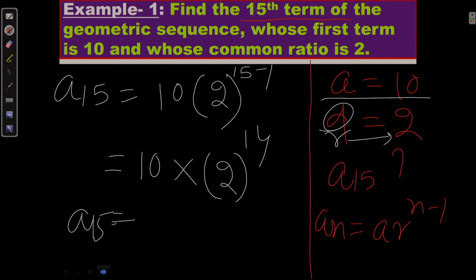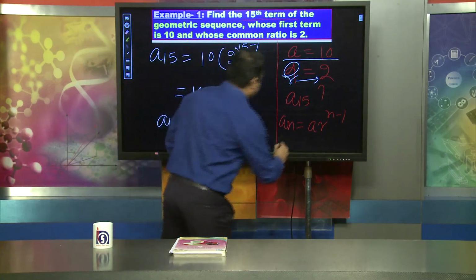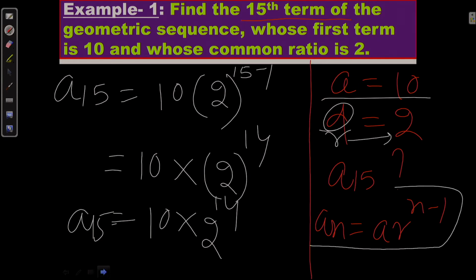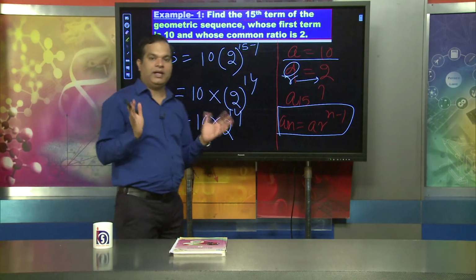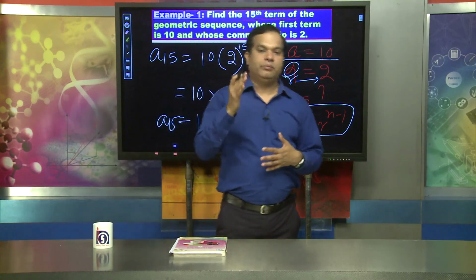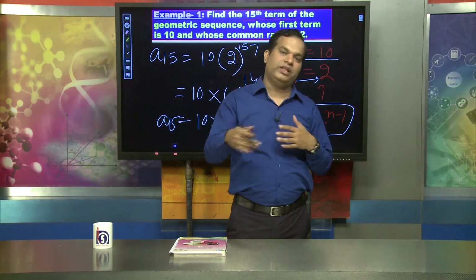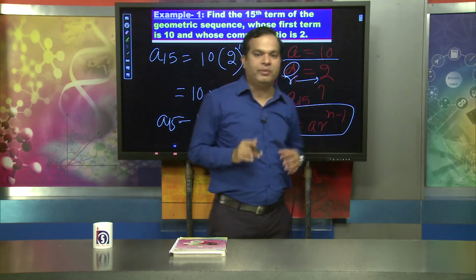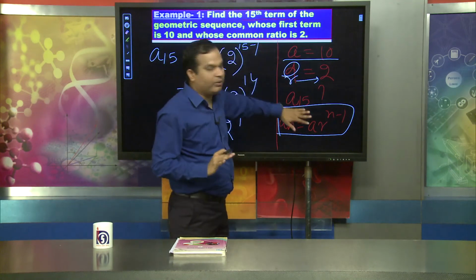When we multiply 10 with 2 raised to the power 14, this will be the 15th term of the geometric progression. Remember, the formula a_n equals a r raised to the power n minus 1 is very important. By putting different terms in this formula, we can find a_15, a_20, a_30, a_50, whatever it may be.